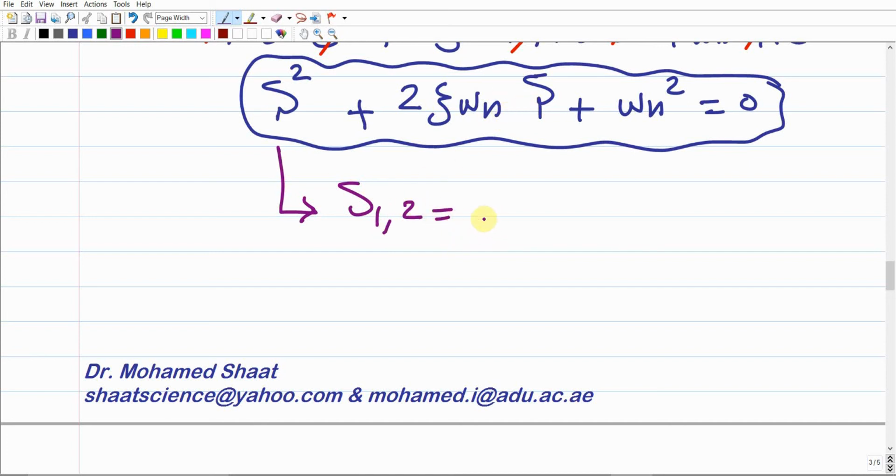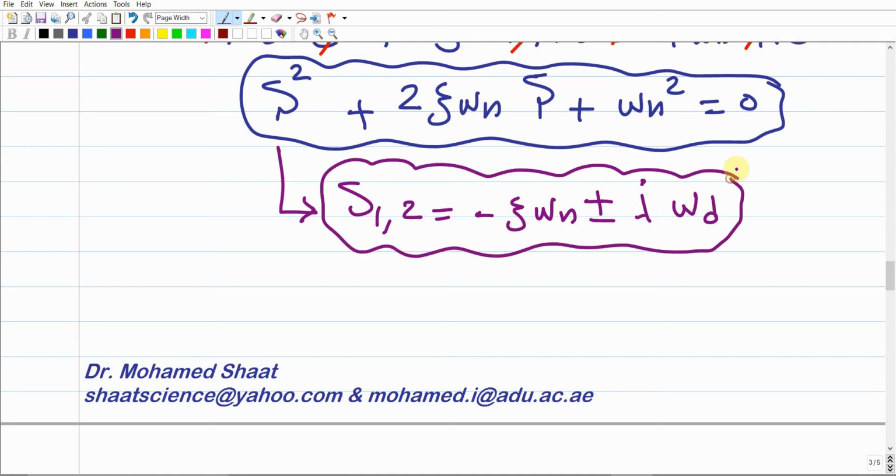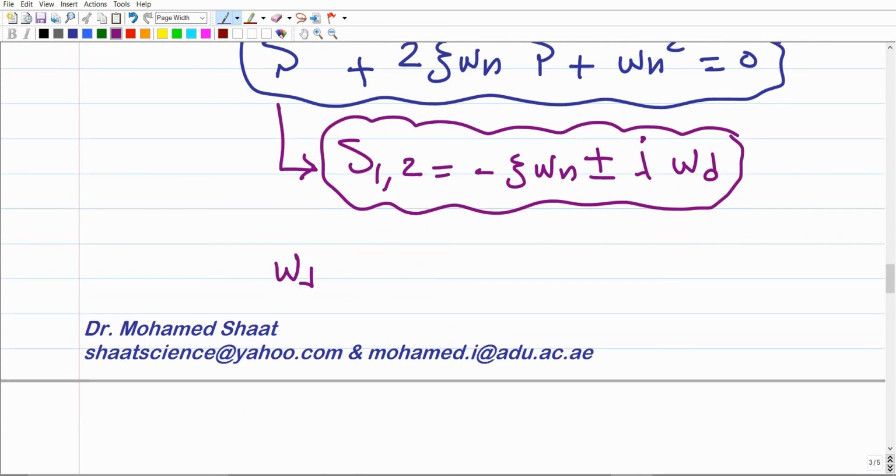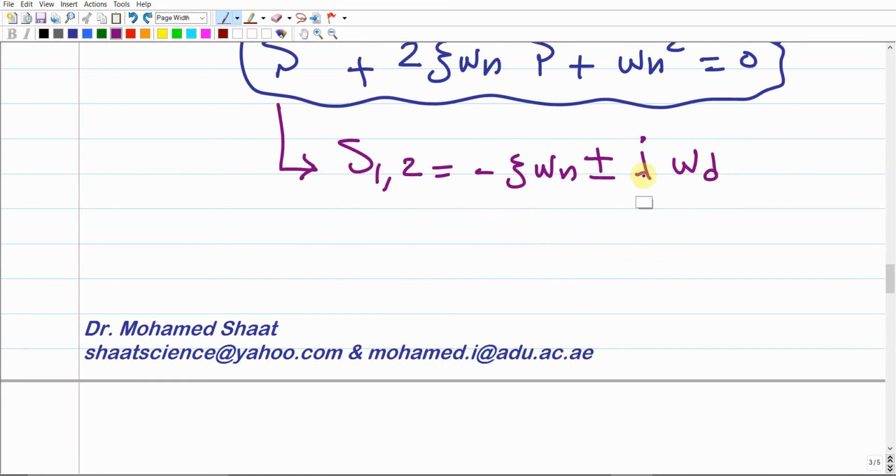So these two roots are obtained as negative xi omega n plus or minus j omega d. All right. I'm not going to go deeply into how this omega d or this imaginary term has been obtained. But anyway, these are the roots of this characteristic equation. As I mentioned, I don't want to go deeply into the mathematics here because our main concern is the electrical side. But here we do have a new term, and I'm sorry, you might be confused. So let us define this thing as j.